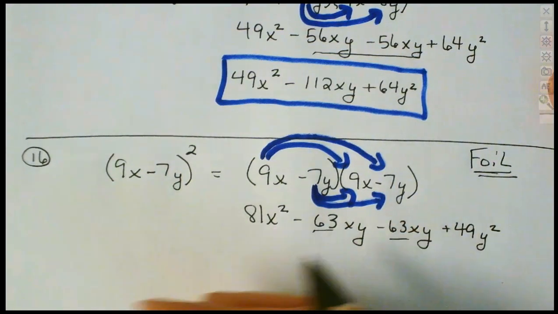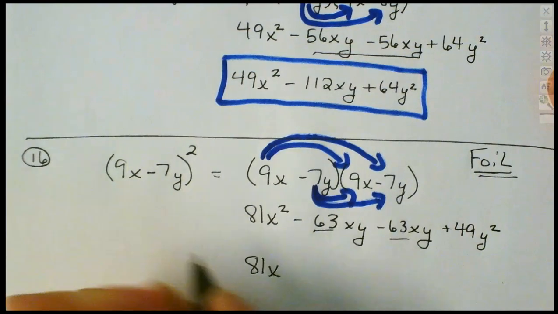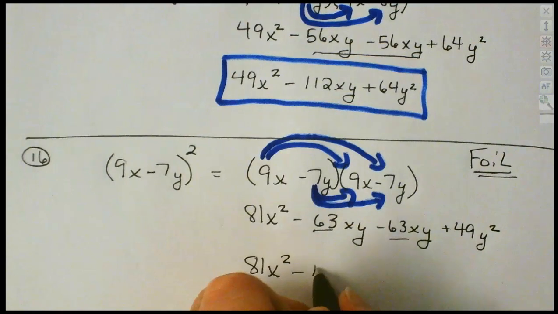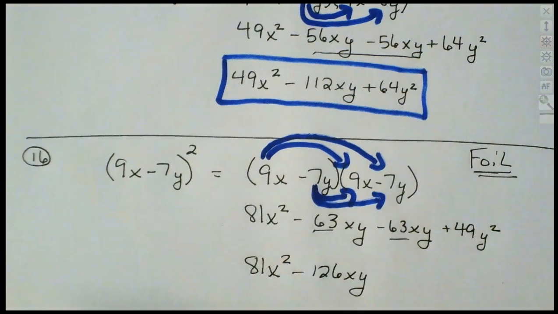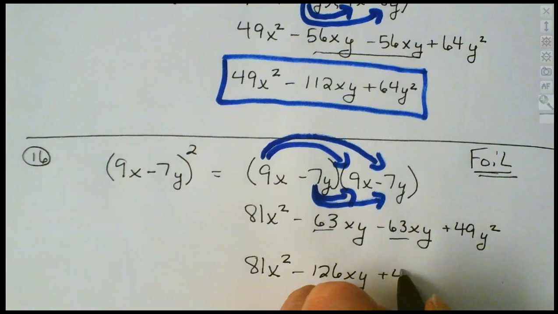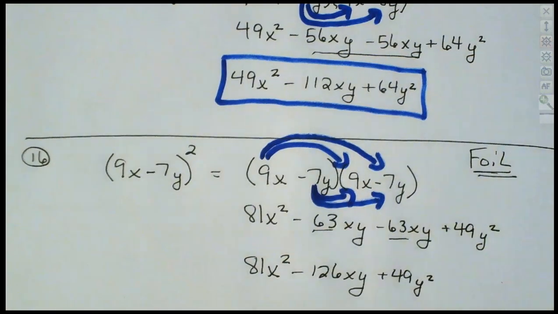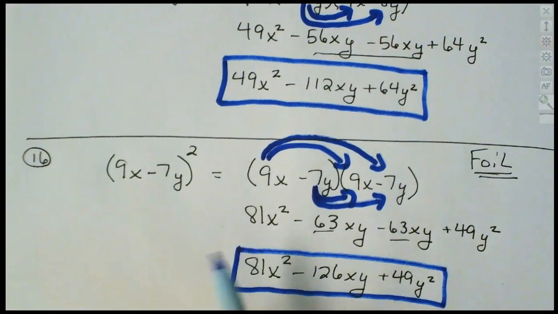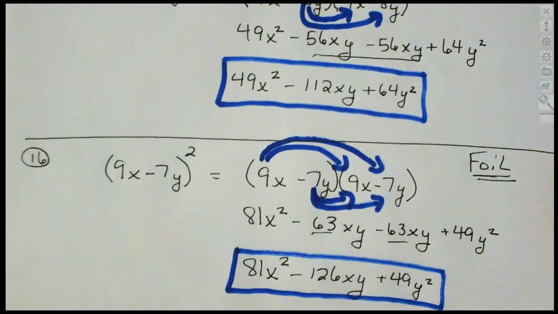Middles can go together again, and that gives you then 81x squared minus, adding those together, it looks like 126 xy, right? And it's negative. And then a 49y squared. And that would be your final answer. And you're going to see a very similar question on your final.